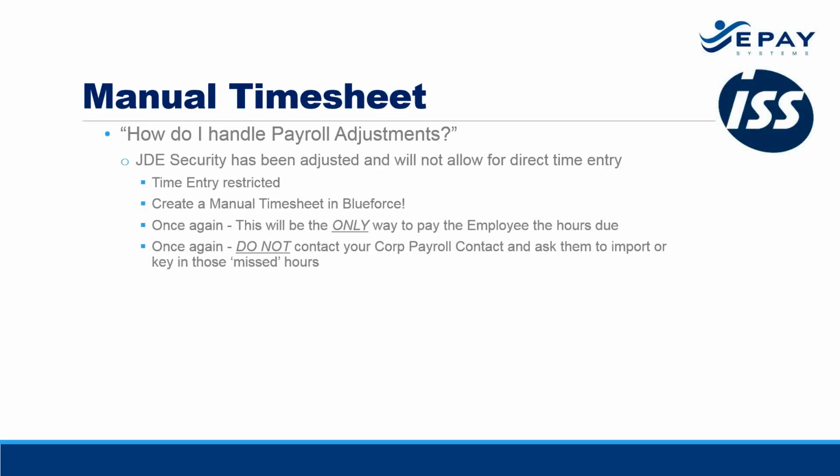So one of the things to keep in mind is everyone on the phone call does not have access to JD Edwards, and if you do, your access is adjusted just for a view standpoint only. You don't have access to do any direct time entry in the system anymore. So time entry is always going to be restricted for JD Edwards. So the only way to make sure that the employee gets paid is to go back into Blueforce and create this manual timesheet. And I cannot stress enough, do not call corporate payroll, do not inquire with them. They're going to drive you right back to Blueforce to have you key in that manual timesheet.